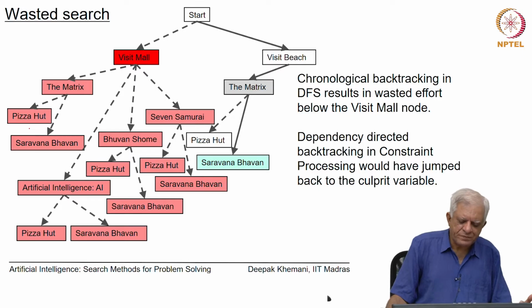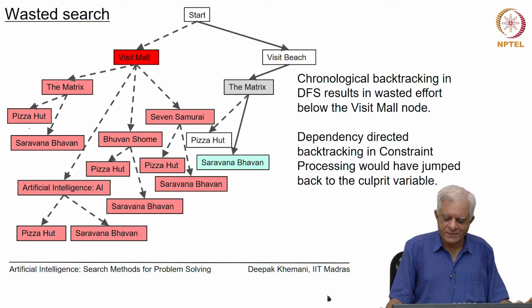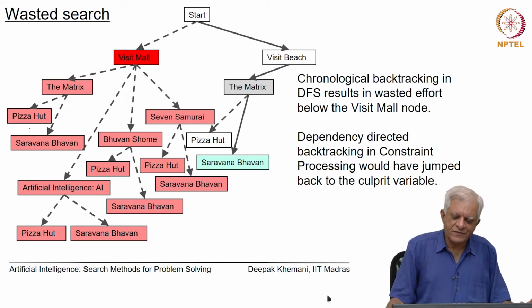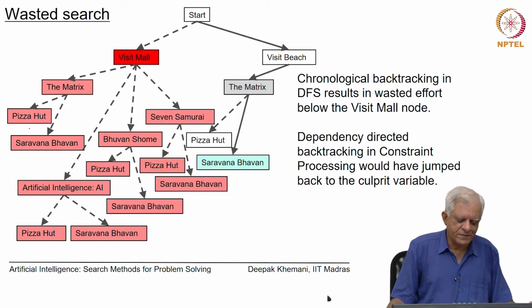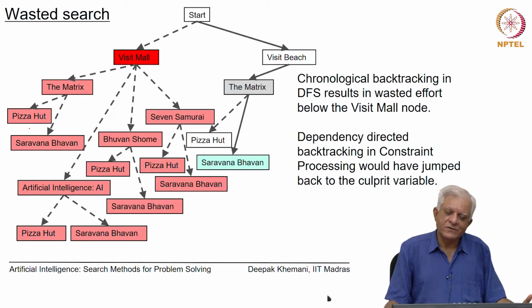Now, in the community of constraint satisfaction or constraint processing, people have worked out solutions where instead of chronological backtracking, you can, as they say, jump back to a relevant node or a culprit node. If you can somehow identify that the solution, for example, the first solution, that visit mall, the Matrix, the Pizza Hut, or even after the second one, which is Saravana Bhavan, you realize that it is the mall which is the culprit, you go back to that variable and then change the value of that variable.